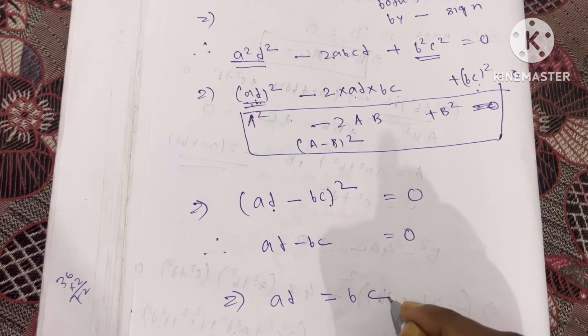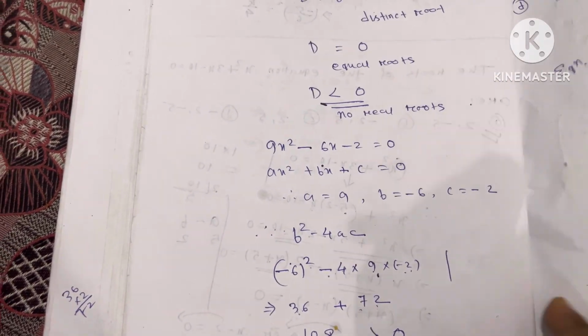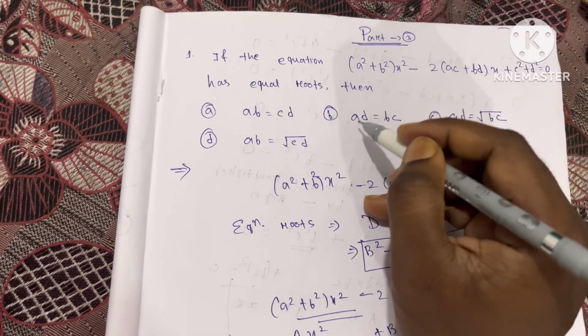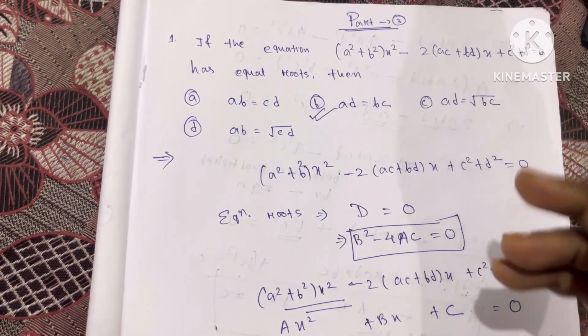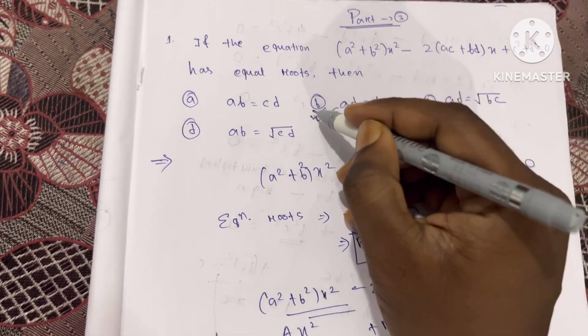So which option will be correct? Option D. Option D is correct. Okay. Sorry, option B is correct, not D.